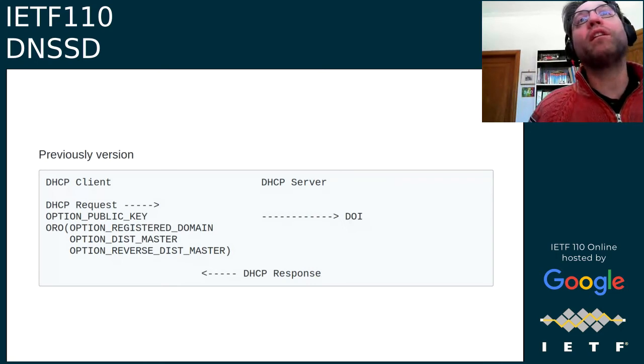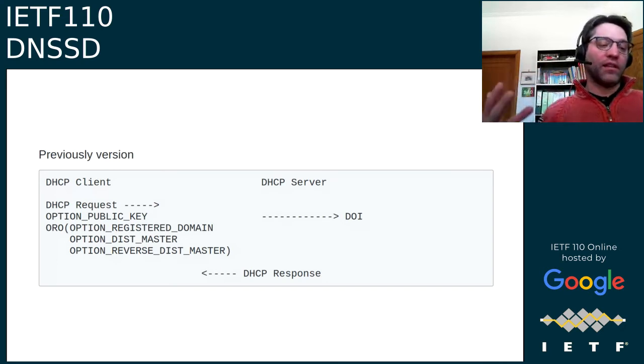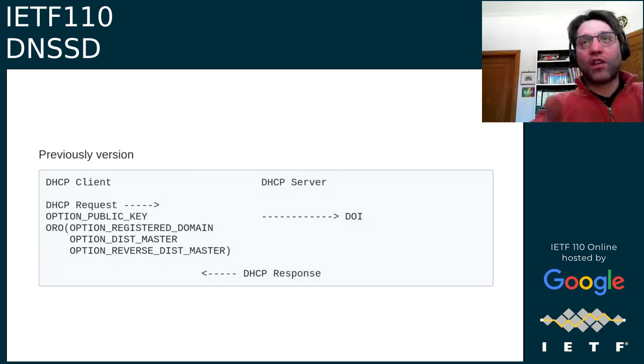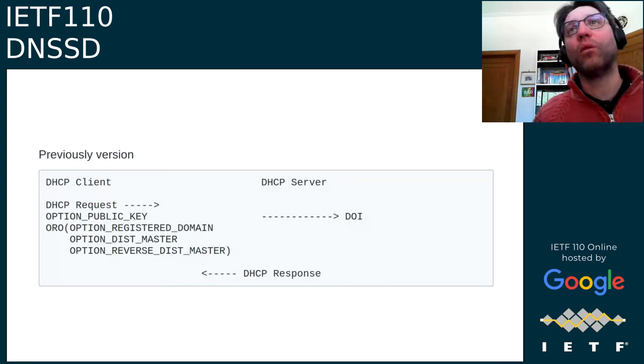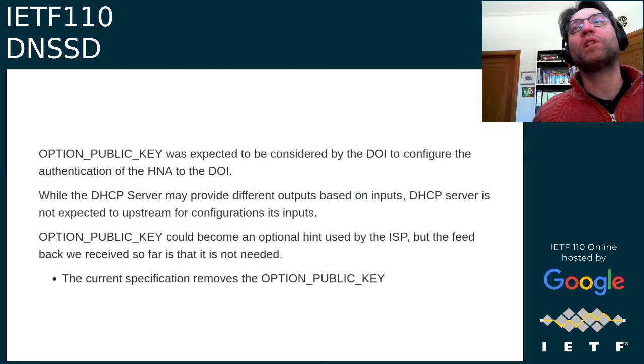So what we ended up with, we removed this option public key from the current specification. We believe the intent is that the ISP, when using DHCP, knows who he's talking to. He's able to authenticate, he knows which line, which client, which customer is on the other side of the wire. And so there is no need to provide this public key from the HNA. Next slide. I think that's all, but I just want to make sure.